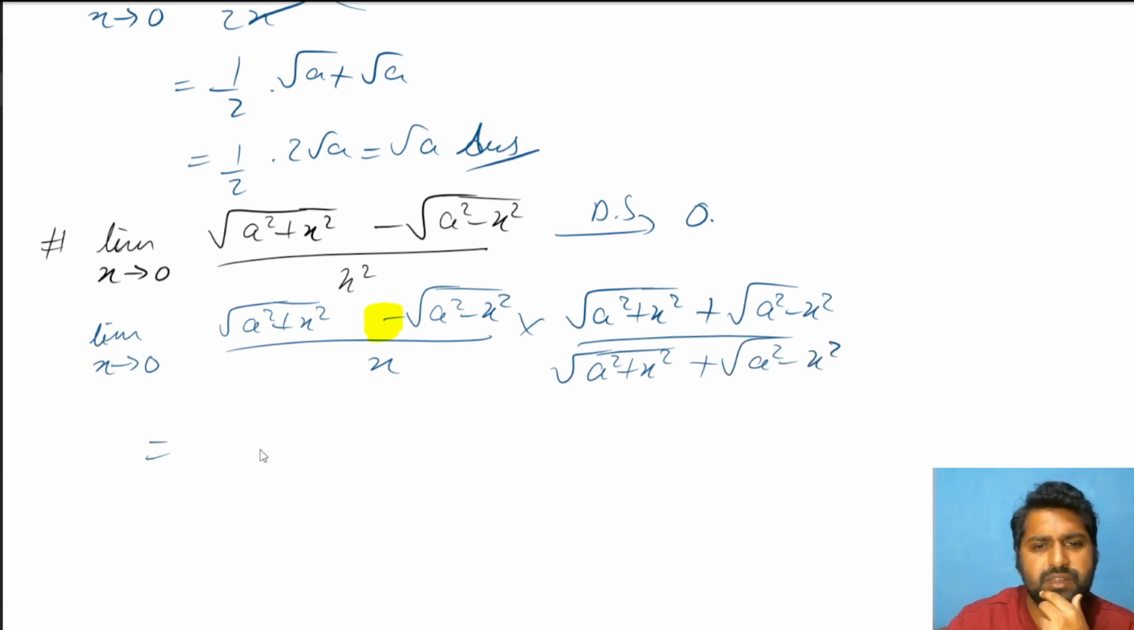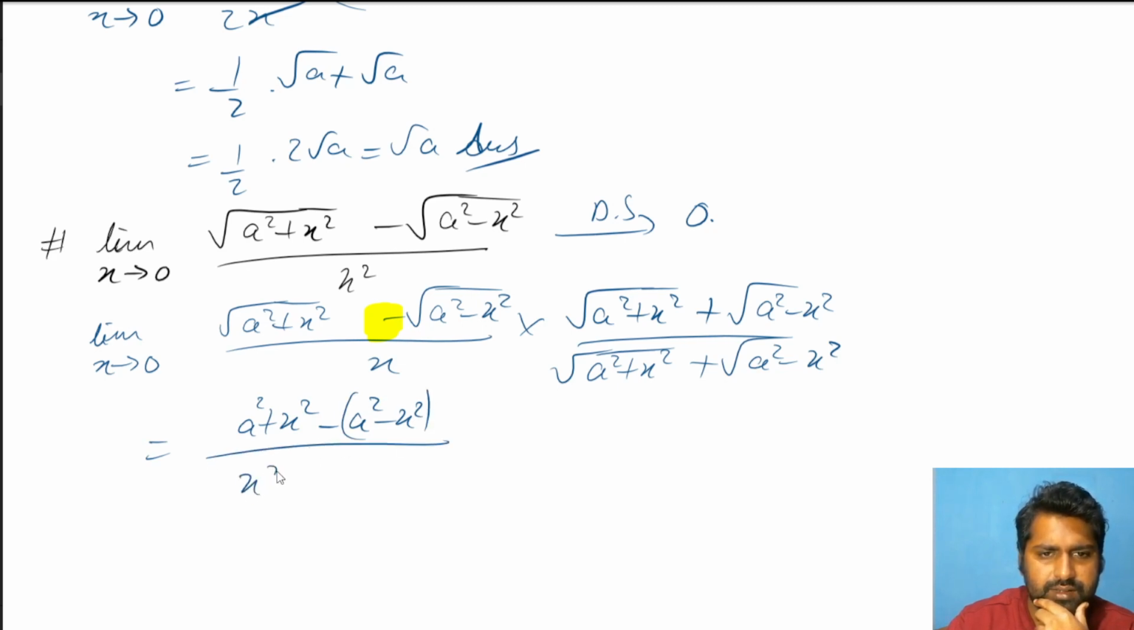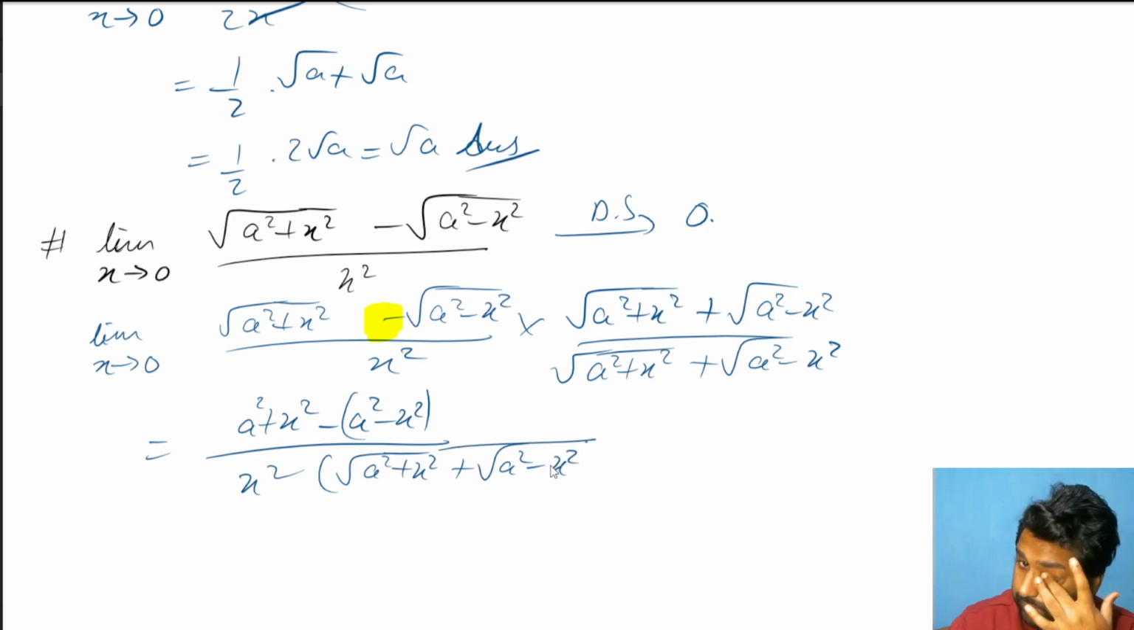Numerator again a plus b, a minus b, so a square plus x square minus a square minus x square in a bracket, and the denominator keep as it is. X square was there, na? So x square bracket a square plus x square plus a square minus x square. Limit is still x tends to 0, not h. Sorry.